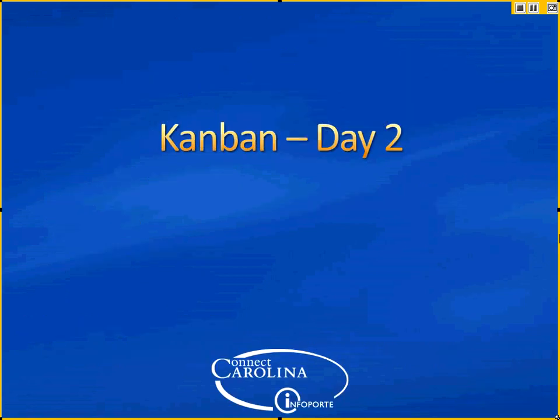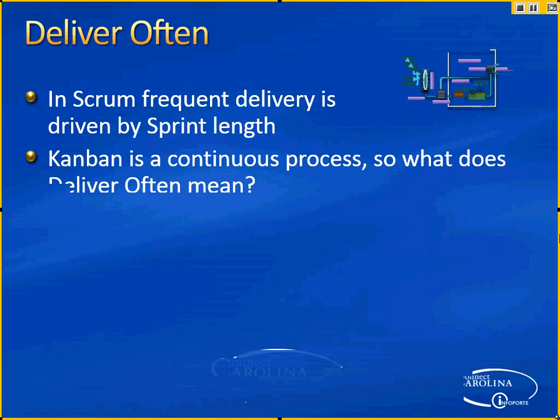Okay, so now let's get into day 2 of Kanban. One of the things on the recipe for success is deliver often. In Scrum, we know deliver often is driven by the length of the sprint. So you come out of the sprint, you deliver whatever was the set of work that was assigned to that sprint and move on. But Kanban is a continuous process. It's not iterative in the same way that Scrum is. So what does deliver often mean?